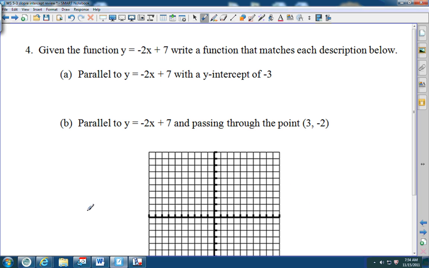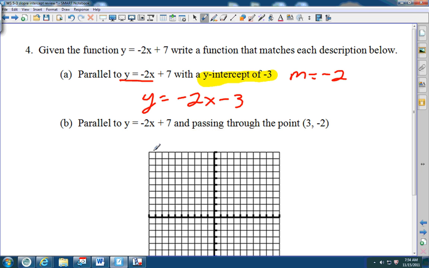The next one, it's the same type of problem. Pause the video and see if you can answer this question. What I would do here, here's my y-intercept. It gives me this. I need my slope to write an equation. If it's parallel to this, that means my slope is going to be the same. So my equation should be y equals negative 2x, then my y-intercept, minus 3.